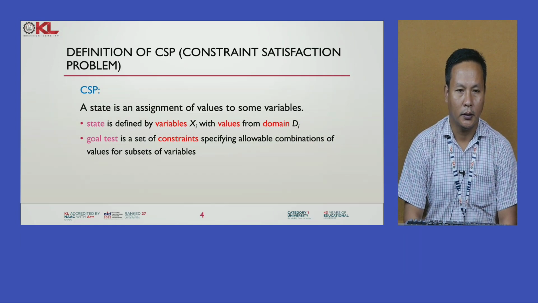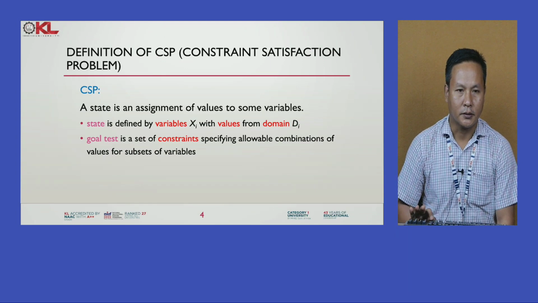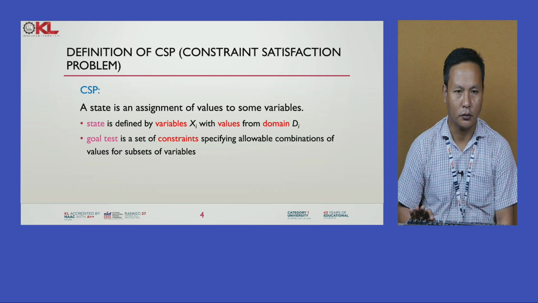Goal state is the set of constraints satisfying the allowable combinations of values of the subset of the variables. It means that we have to test at last to give the stable solution. When that solution satisfies all the probable conditions, it will give some favorable or stable answer. The last test to give the stable solution is called the goal test. Let us move to the next slide.